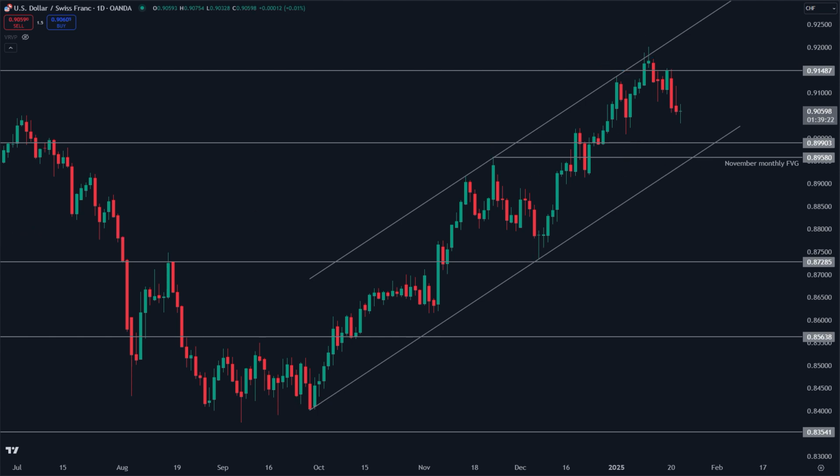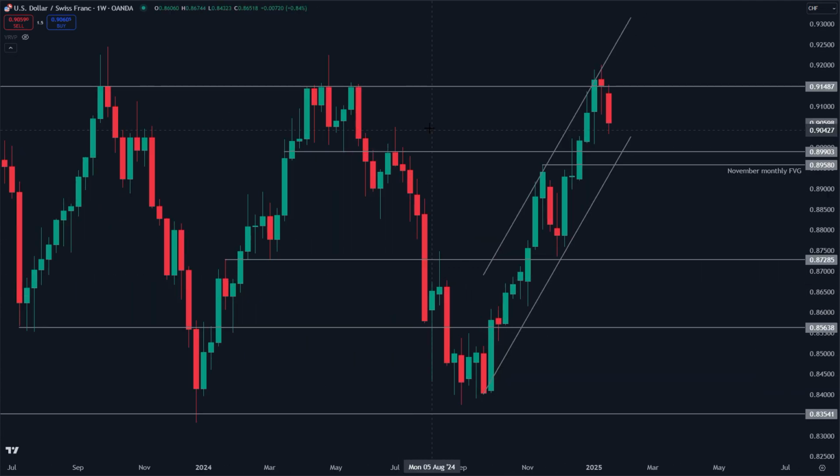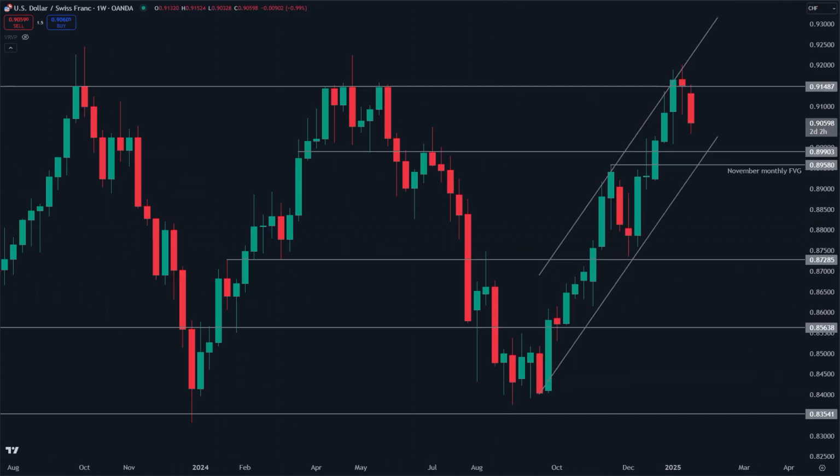Furthermore, if you look at the weekly time frame, you'll notice how this back here is a pivot. All right, so we have this key pivot here on the weekly. And you can see too, we also have this November monthly FVG, or fair value gap, also called an imbalance, off of this high from right back here. So you have this pocket down here that is going to be a key support area for the dollar franc.